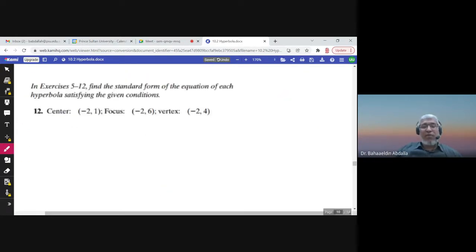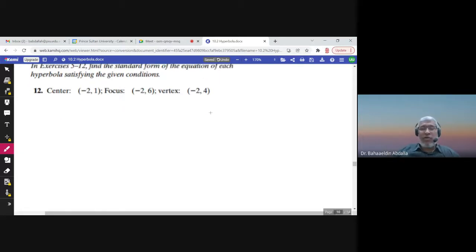Find the standard form of the equation of each hyperbola. As usual, I sketch the graph of the information. The center is negative 2 and 1. This is the center. One of the foci is negative 2 and 6. So this is the focus. This is the center. The vertex is negative 2 and 4.